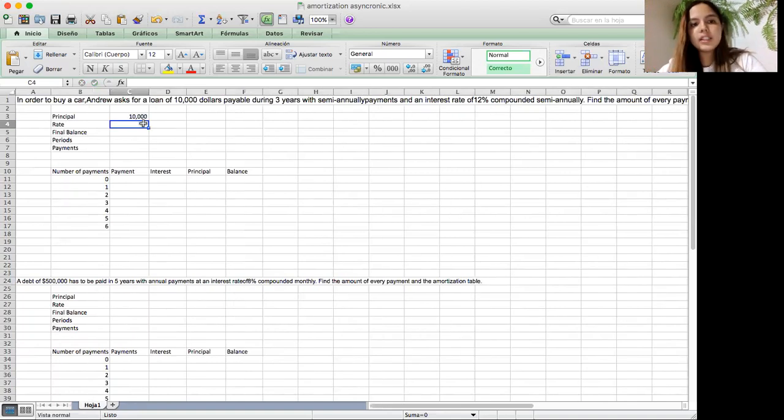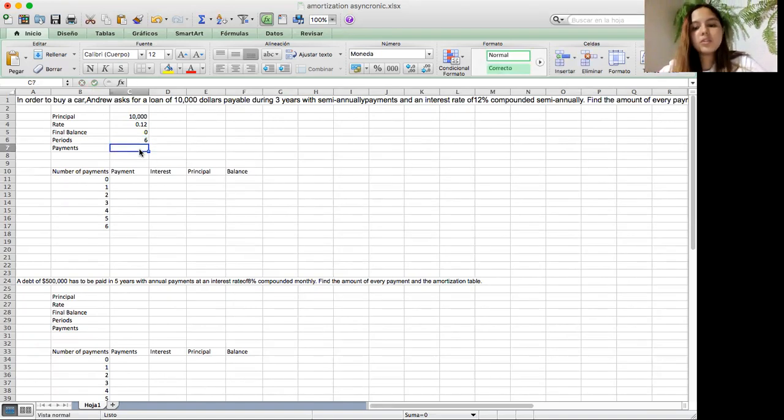So the rate is 12%, but if we put in decimals, it will be 0.12. Then the final balance needs to be 0. Always will be 0. And the periods will be 6 because it's 3 years with semi-annual payment. There are 2 payments per year. It's 3 times 2 is 6.